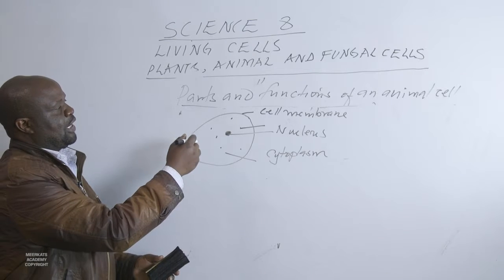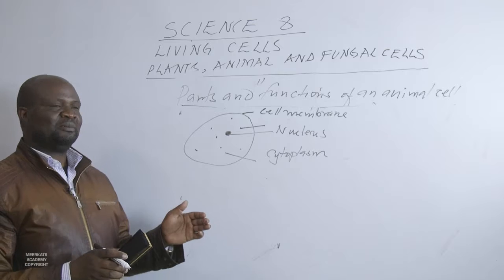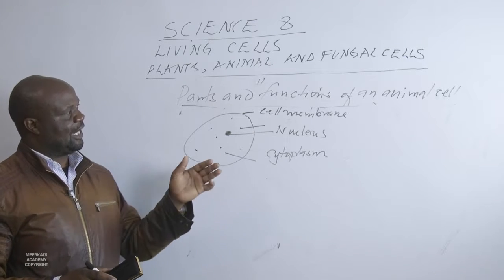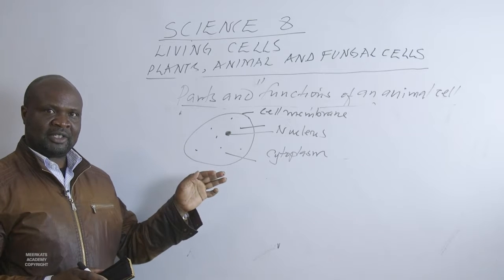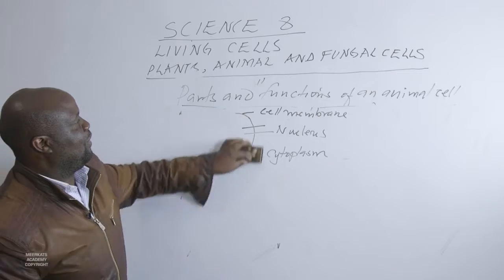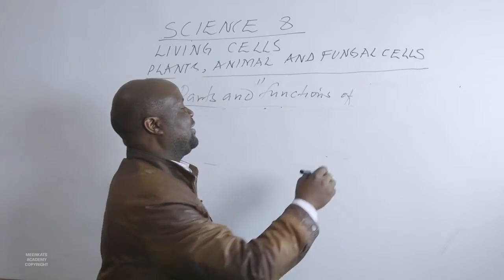So the nucleus is located towards the middle. Now, we shall also see the differences that are there between an animal cell and a plant cell. Let us see the parts and functions of not an animal cell, but a plant cell.